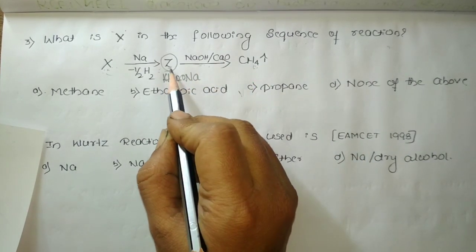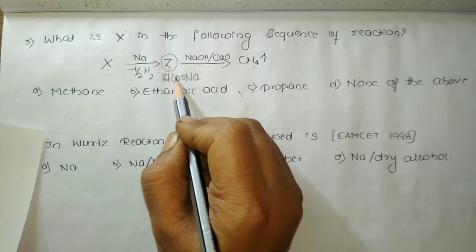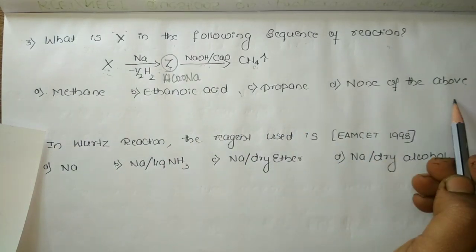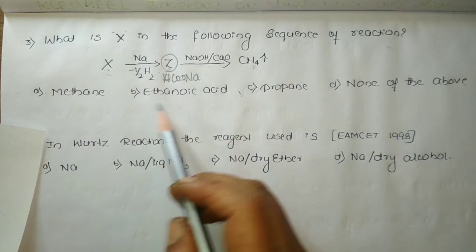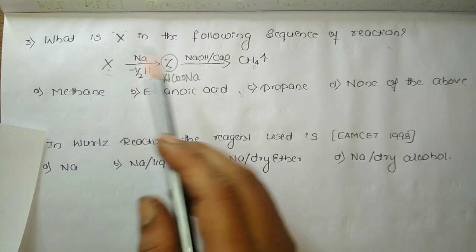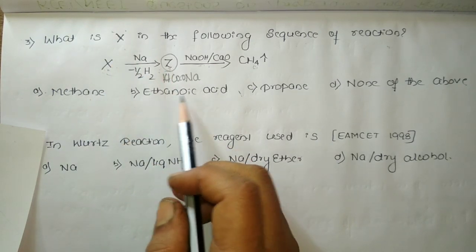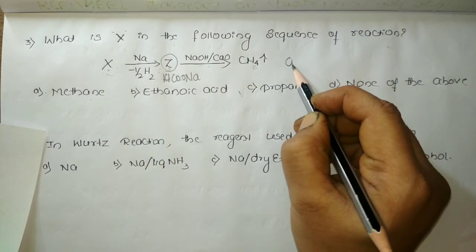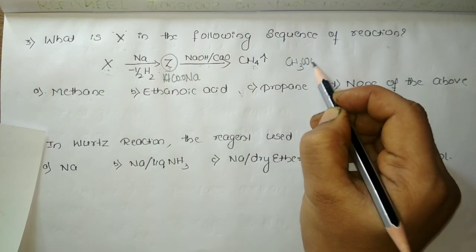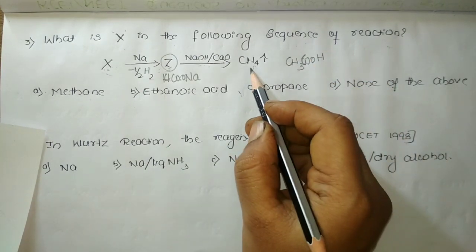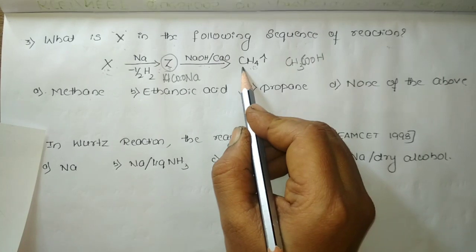Now, quite simple. When you get to know Z, it is very easy to predict X from the given options. See here, they are giving methane. No, it is not possible to prepare methane from methane. Then they are giving ethanoic acid. Ethanoic acid means quite simple, it is CH3COOH. But what we want is only methane, containing a single carbon.